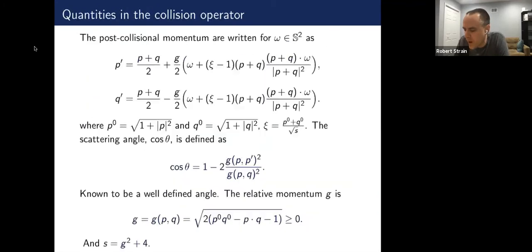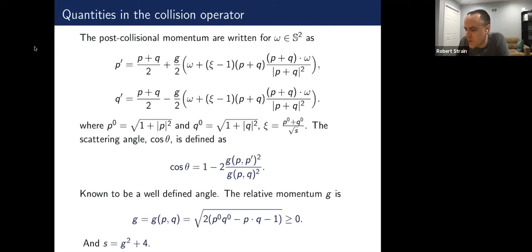Now I can tell you a bit about the quantities in the collision operator. You may remember in the previous slide that I told you there are these quantities P prime and Q prime. Those are the post-collisional momenta. These are the momenta, the speed, if you will, of particles after they collide. So if you have two particles colliding with incoming momenta P and Q, then their outgoing momenta are P prime and Q prime.